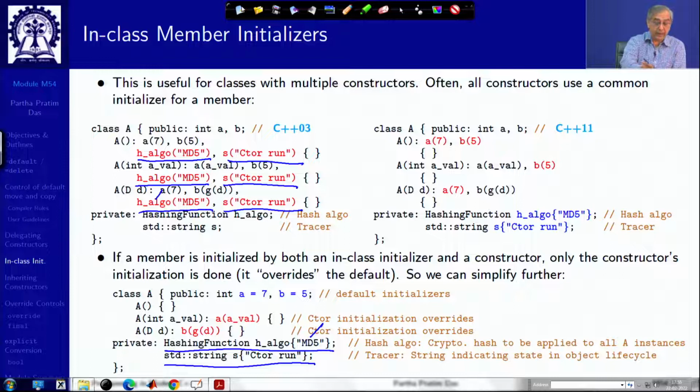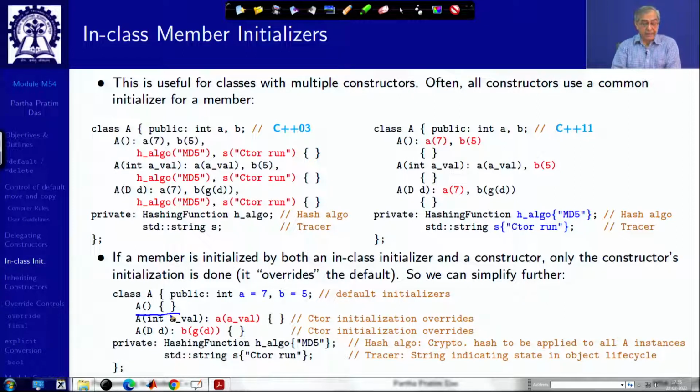So what will happen in the constructor? Once you write this, in the constructor, if you are not initializing that data member, it will get the initialization from this in-class member initialization. Now here, so these were taken care of. So all that I am left with is A and B.